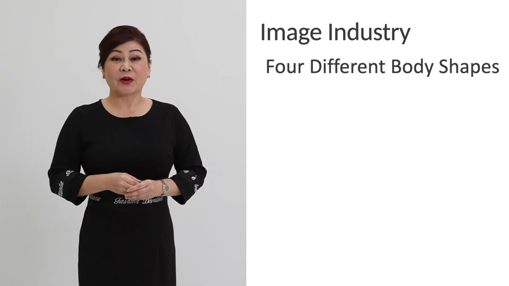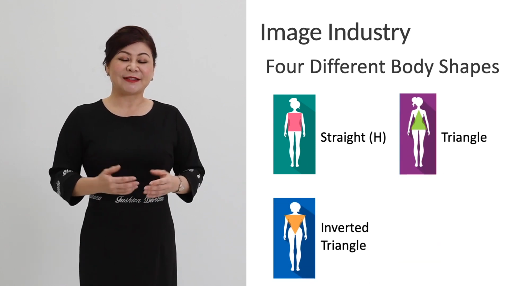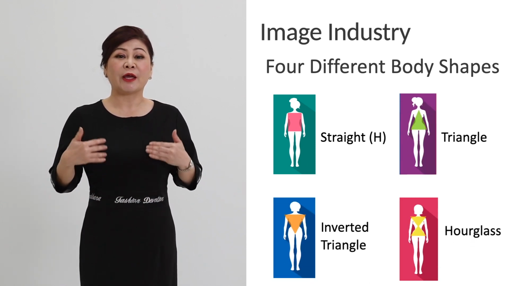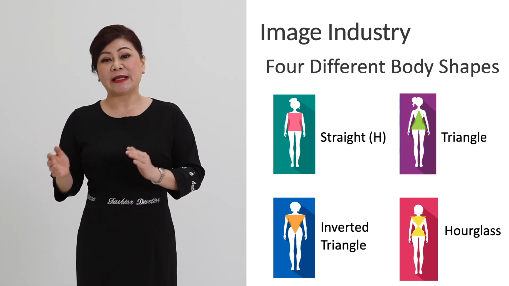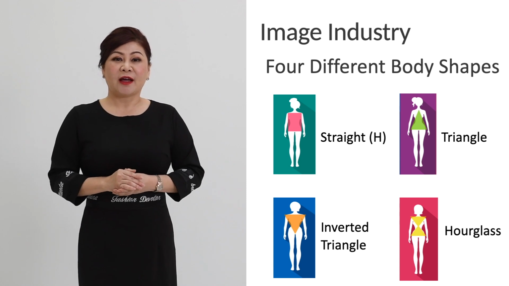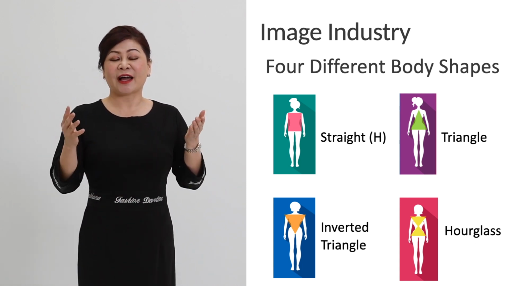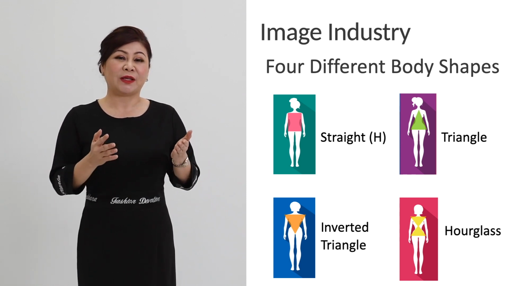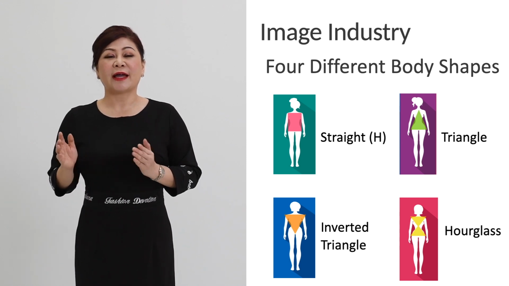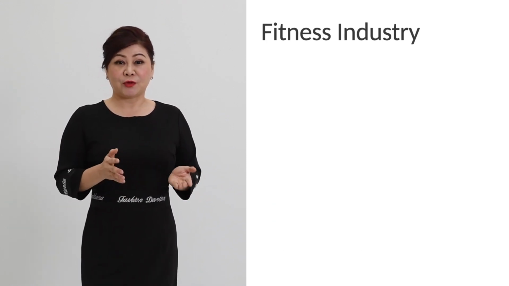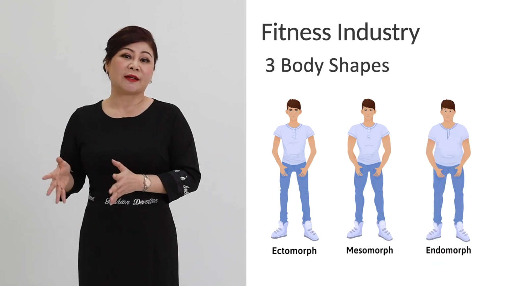When it comes to body types, there are so many different references in the industries. I'm very blessed that I'm in these three industries, so I'll be able to share with you the different body types and body shapes in these categories. The first is the image industry, and there are 4 different body shapes: the straight, the triangle, the inverted triangle, and the hourglass. The fitness industry refers to body types as ectomorph, mesomorph, and endomorph.